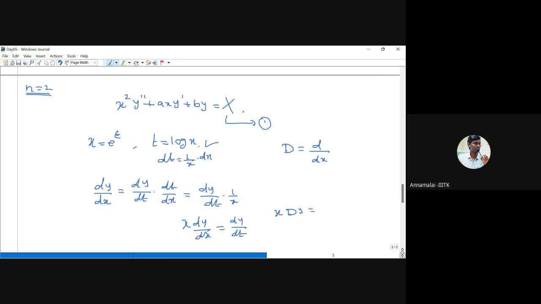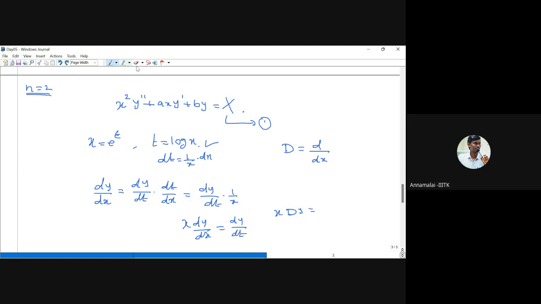So if you take this substitution x equal to e power t, then t equal to log x, we can replace this x into y dash by dy by dt. Similarly, if you differentiate again, we can replace this x square into y double dash by d square y by dt square. So I am directly writing it.